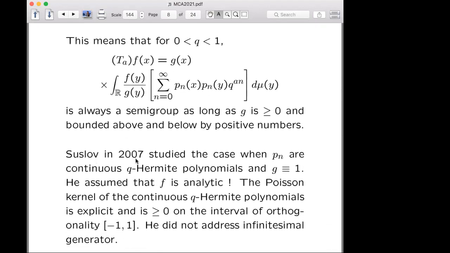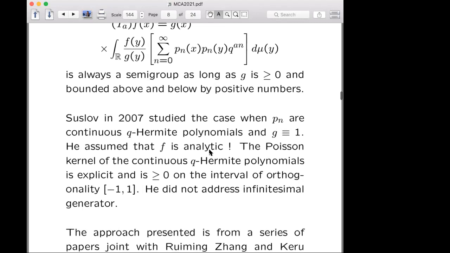So Suslov in 2007 looked at the case when there is no g. And in his analysis, somehow he assumed that the functions he's acting on are analytic. Now, this is not a good assumption because usually you want things like L2 or continuous, because analytic is already very smooth. And what you want with these things is to get smoother functions than what you start with. When you start with something analytic, it's already very smooth.